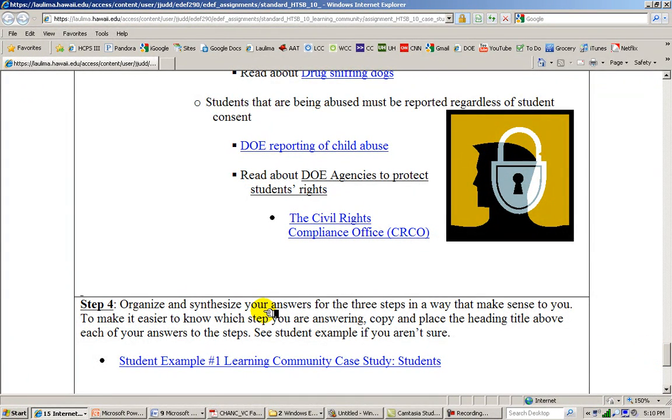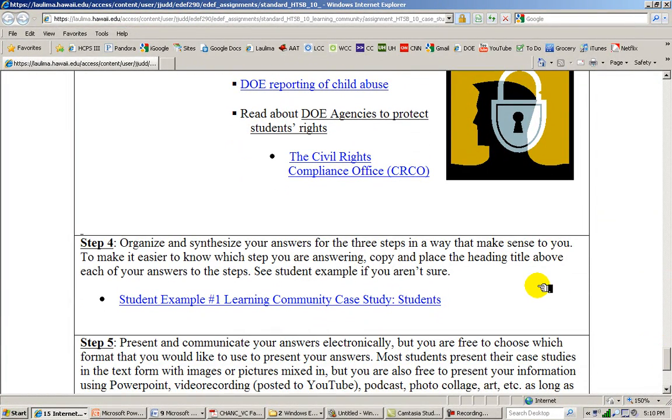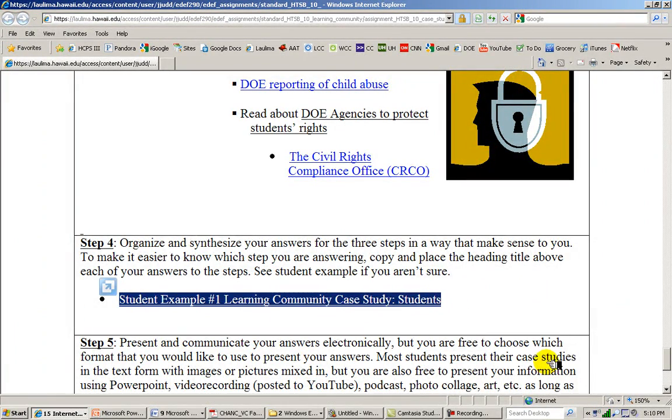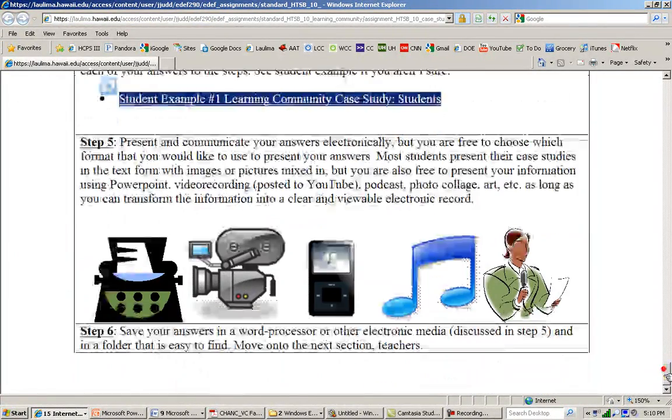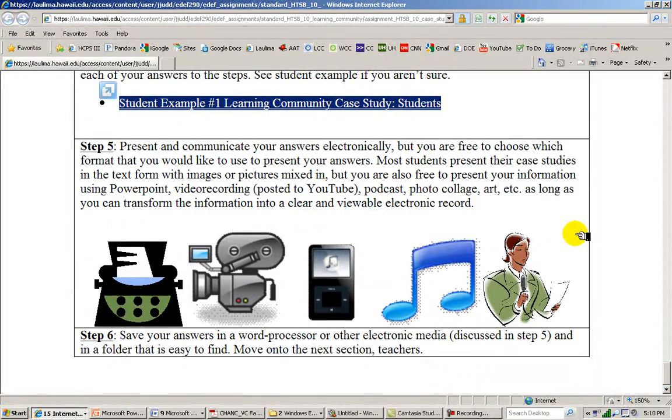You organize and synthesize your answers for the 3 steps that make sense to you. And again, you don't have to write. You can do it some other way if you want, but there's a student example of writing if you'd like to see that. It needs to be electronic, but as long as you get it electronic, it can be produced any way you want. So you save your answers or electronic media and then hold on to it and move on to the next section for teachers. Okay, that's it.